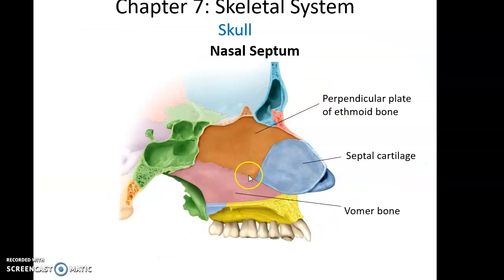Here is a view of the nasal septum, that wall that separates the nasal cavity to a right and left side. Here's the perpendicular plate of the ethmoid bone. Down here is a bone called the vomer. Talk about that more later. And then this piece of cartilage that's anterior toward the front, and that's called the septal cartilage. So three parts of the nasal septum: perpendicular plate of ethmoid bone, vomer, and septal cartilage.